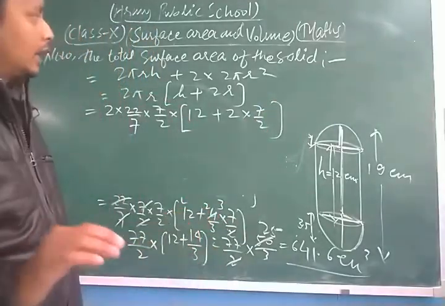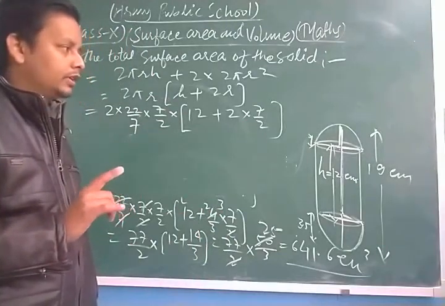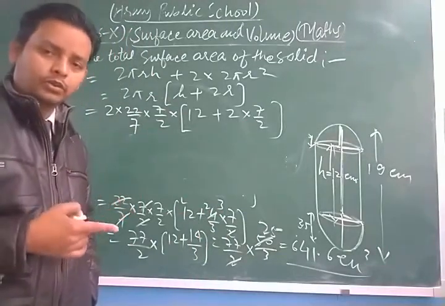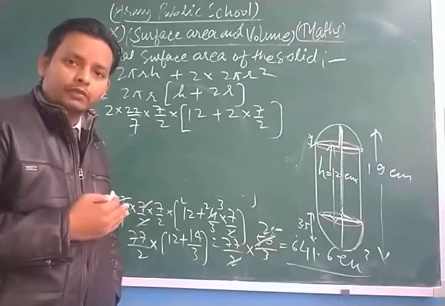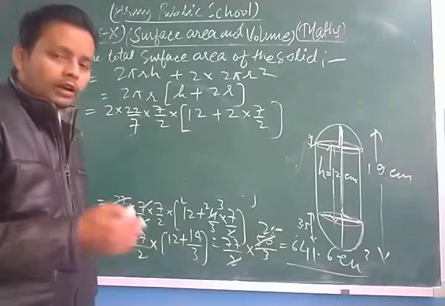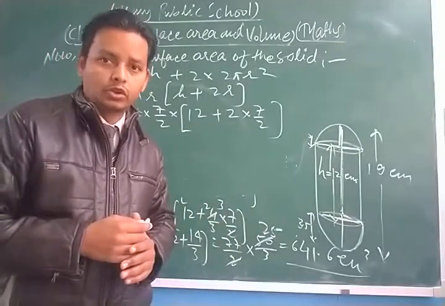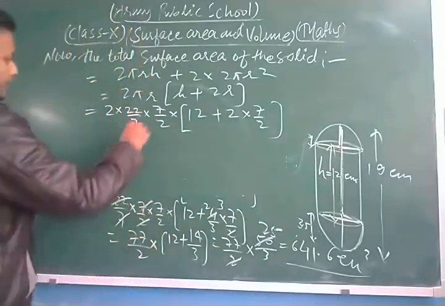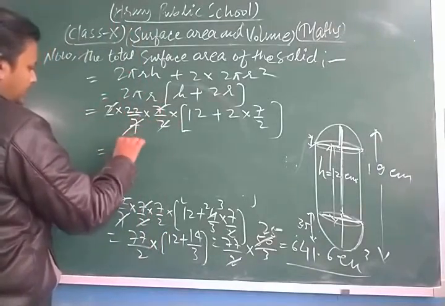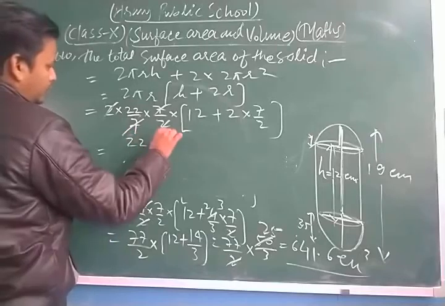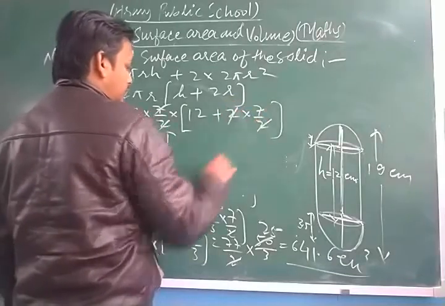So first of all we put all the values: height of the cylindrical portion, and the radius of the hemisphere and cylinder will be the same according to this question. Now we simplify them and we get the total surface area of the solid. Now look, 7 is cancelled with each other, 2 is also cancelled with each other. So we get 22 into, this 2 is also cancelled.